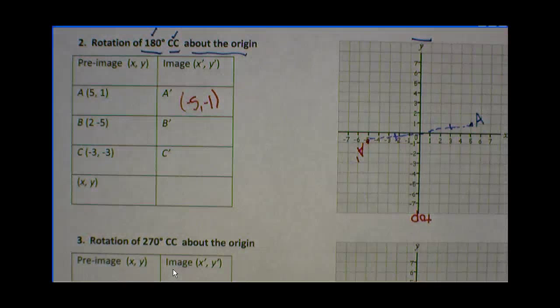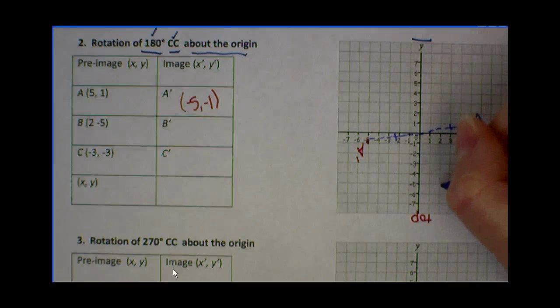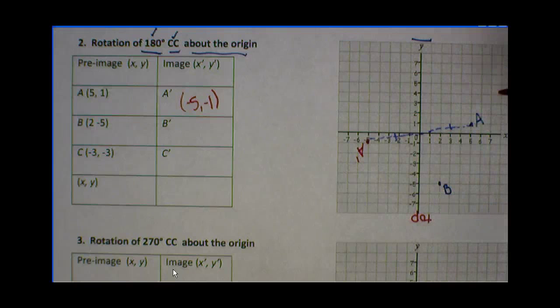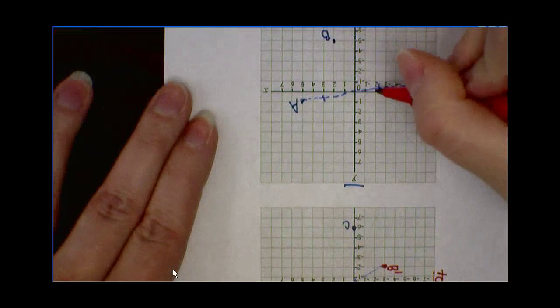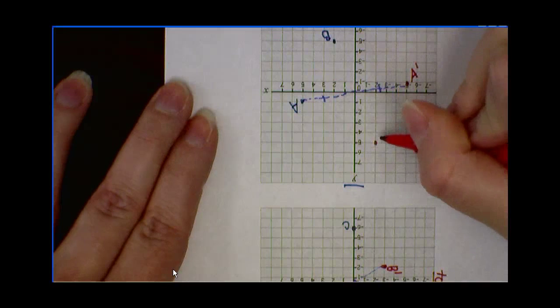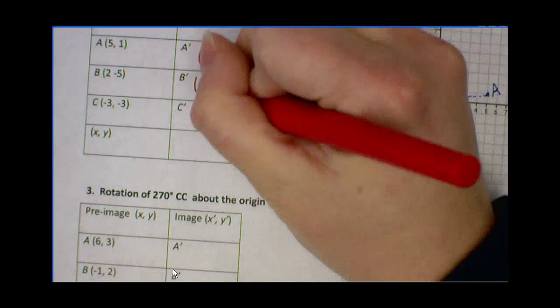Okay, and I want you guys to go ahead and kind of work ahead. I want you to try this on your own. Point B is at 2, -5. So B prime, hopefully you guys found, was at? If I turn it. Let's see. So 2, back down 5. So that's -2, 5.